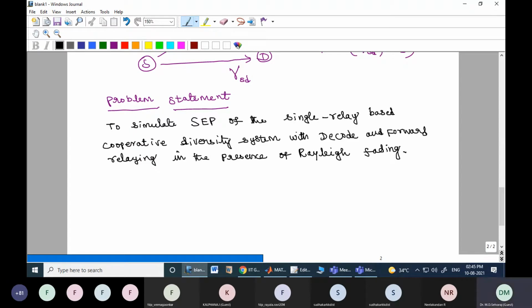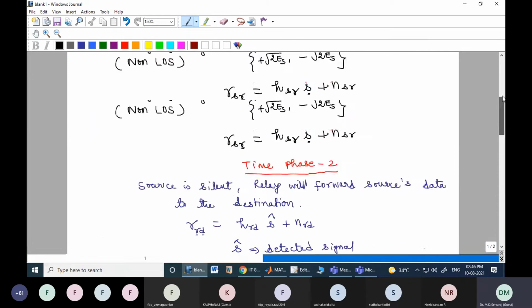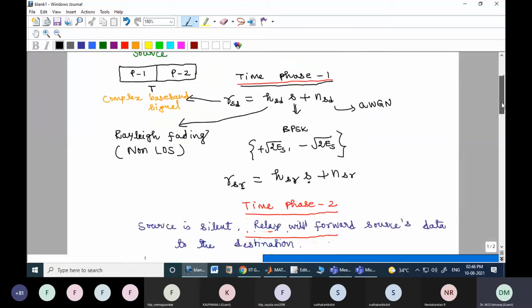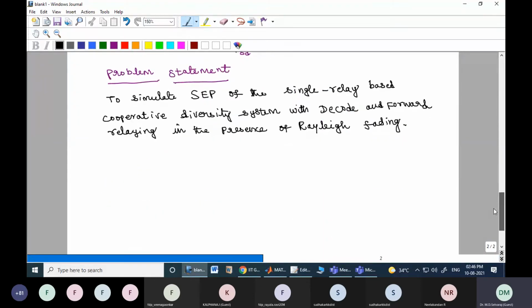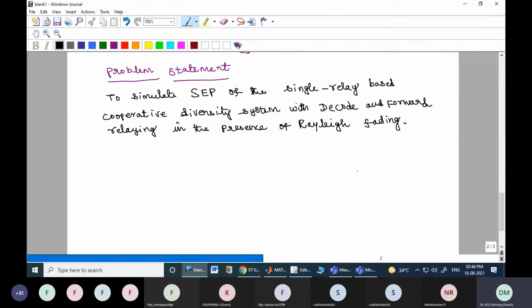Okay, so we have written the problem statement to simulate the symbol error probability of the single relay based cooperative diversity system with the decode and forward relay in the presence of Rayleigh fading. So this problem statement is given to us and the system is already given to us. Now my job is to write a MATLAB code completely to find out the symbol error probability of this system. So this is today's task.